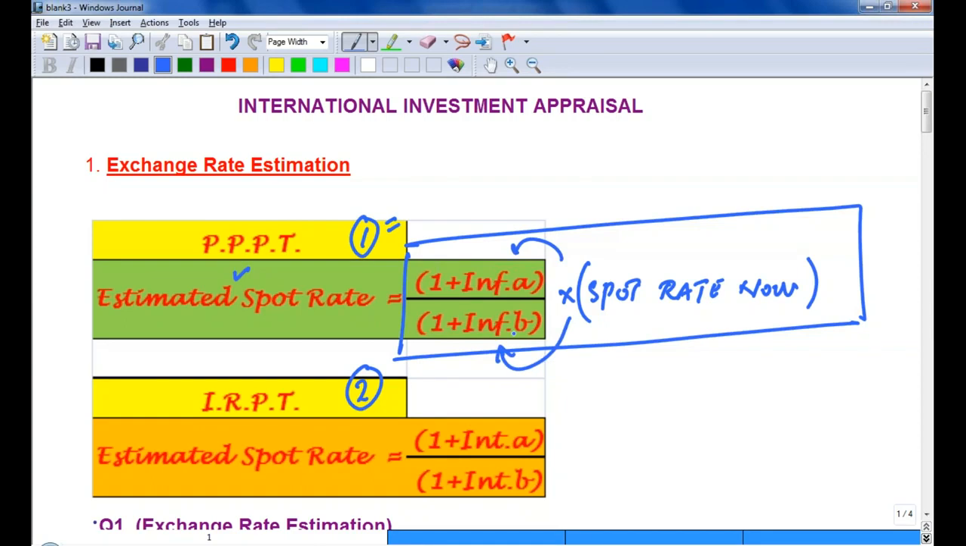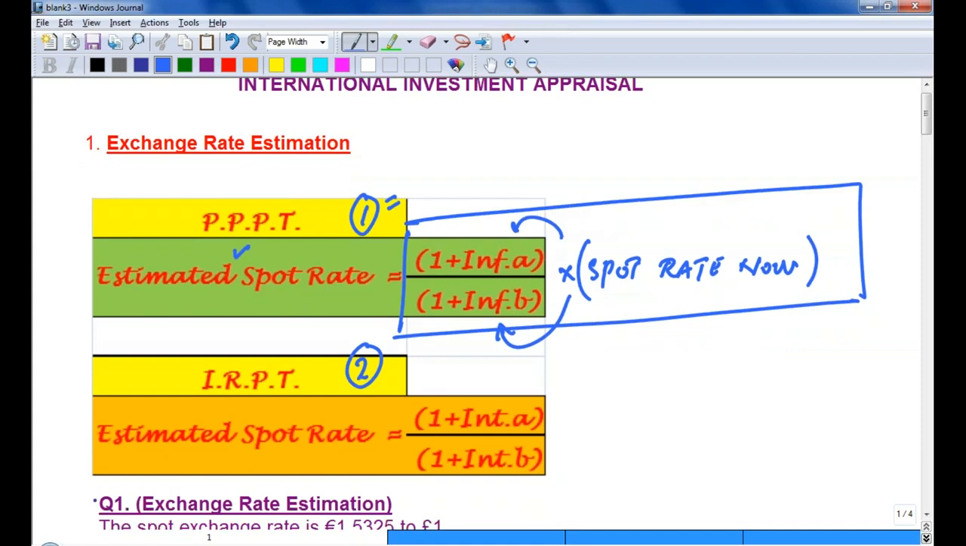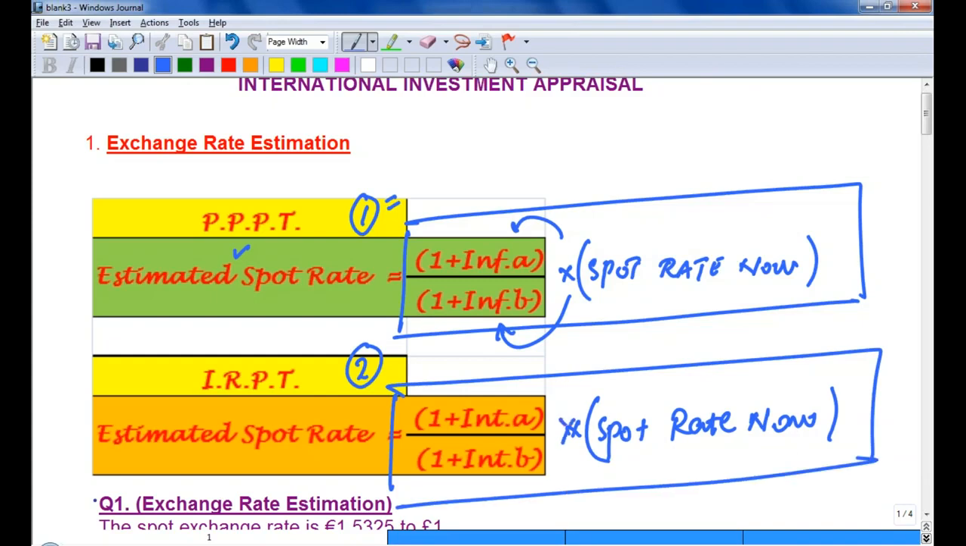Or interest rate parity theory, that is estimated spot rate is equal to spot rate now multiply 1 plus interest A over 1 plus interest B.